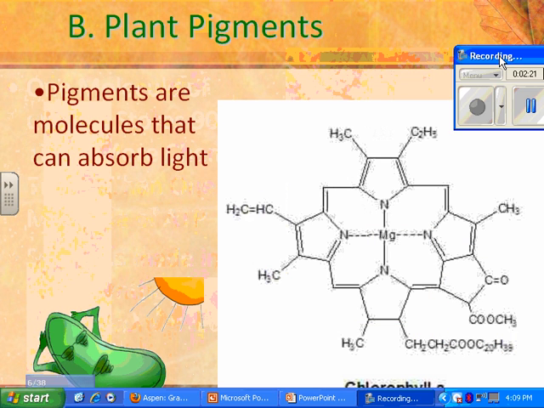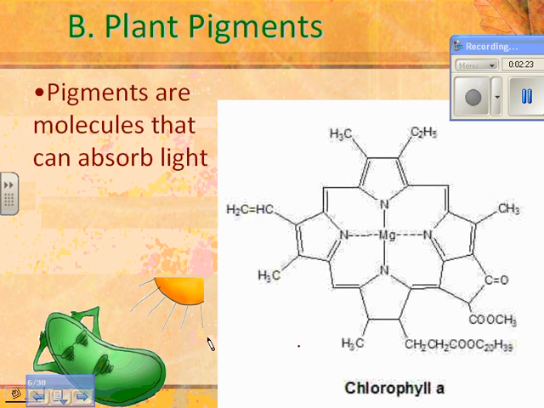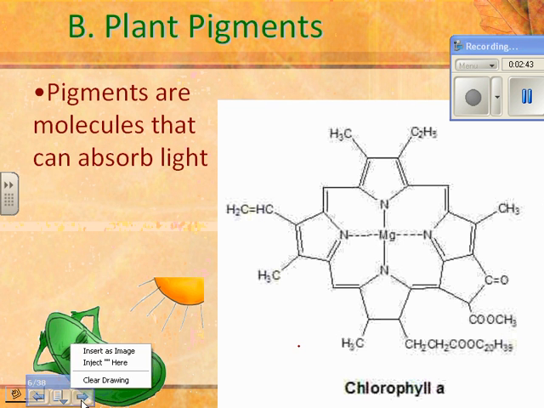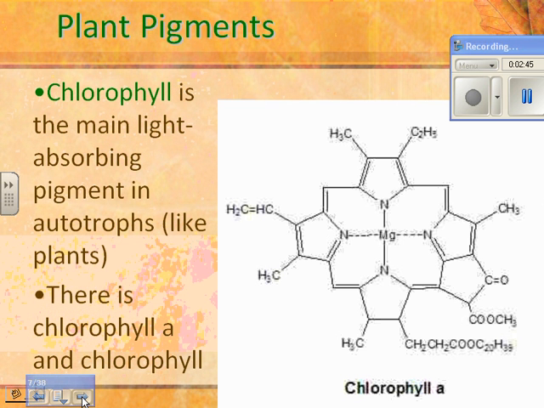And here is more background. Here's a plant pigment called chlorophyll. Pigments are molecules that can absorb light. So for example, in people, we talked about melanin a lot. That's a brown pigment that helps to absorb sunlight and protect you from the light, the UV rays from the sun. And here's chlorophyll A. It's got a magnesium in it and some nitrogen, a bunch of carbons. So that's a pigment that absorbs a certain type of light. Chlorophyll is the main light-absorbing pigment in autotrophs. Remember, an autotroph is something like a plant or algae. There's chlorophyll A, and there's also chlorophyll B.